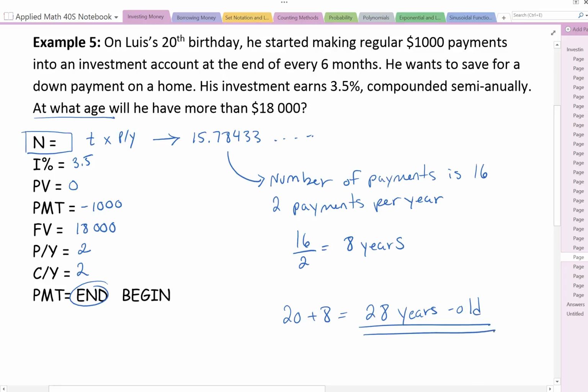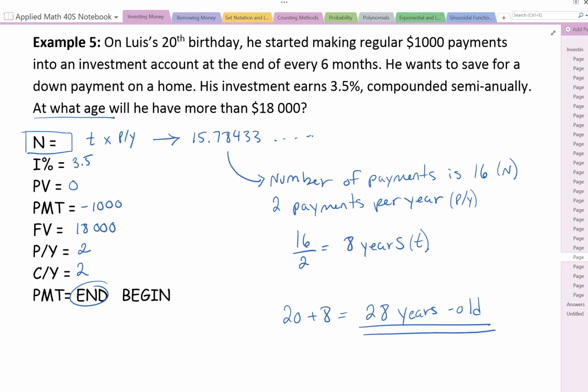So we're solving for time, not solving for number of payments, because this n value gives us our number of payments. Using the number of payments and the payments per year, because there's 2 payments per year, that's our P/Y, and this is our n. We can figure out the number of years, so that's our time in years. And then using that time in years and adding it to his current age, we can find how old he'll be when he'll have the amount that he needs for his down payment.